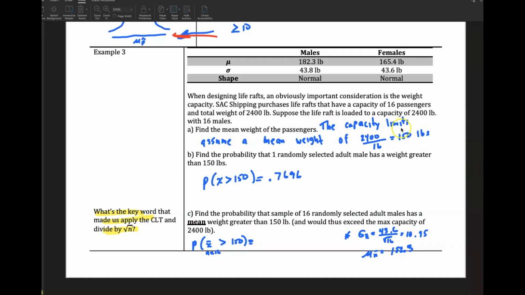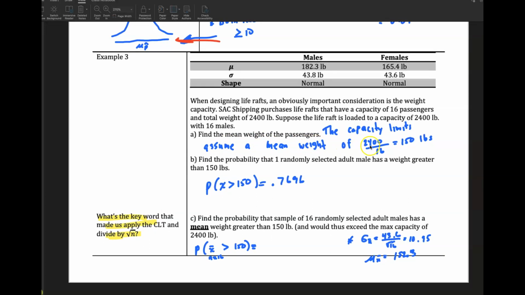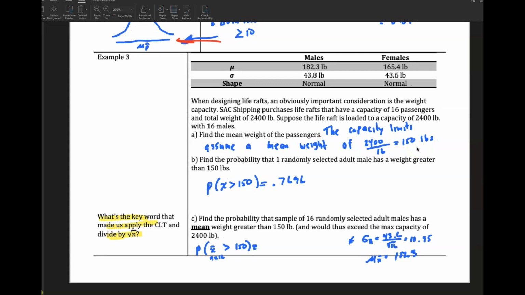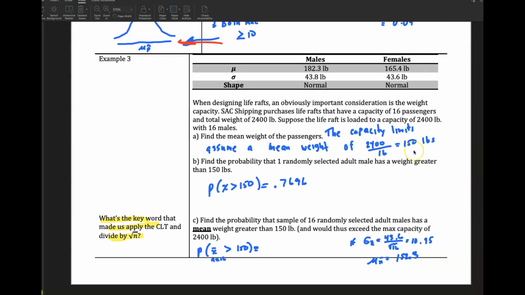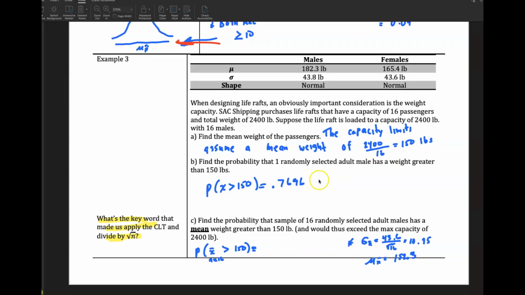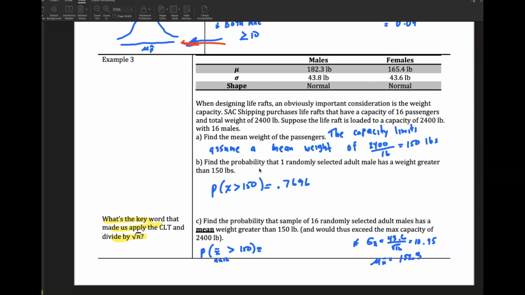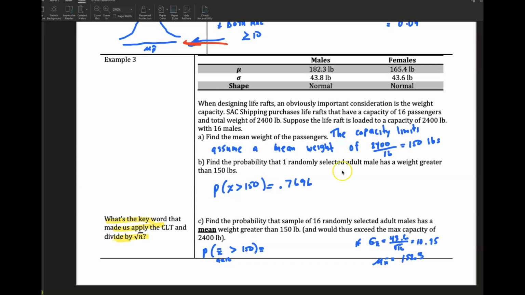So what's the mean weight of the passengers, right? What is the capacity limit? The capacity limits assume a mean weight of 150 pounds. Think about that, 2,400 divided by 16 males. And so we're looking at an average weight of 150 pounds per person. So now let's think about this question. What's the probability that one randomly selected adult male has a weight greater than 150 pounds?